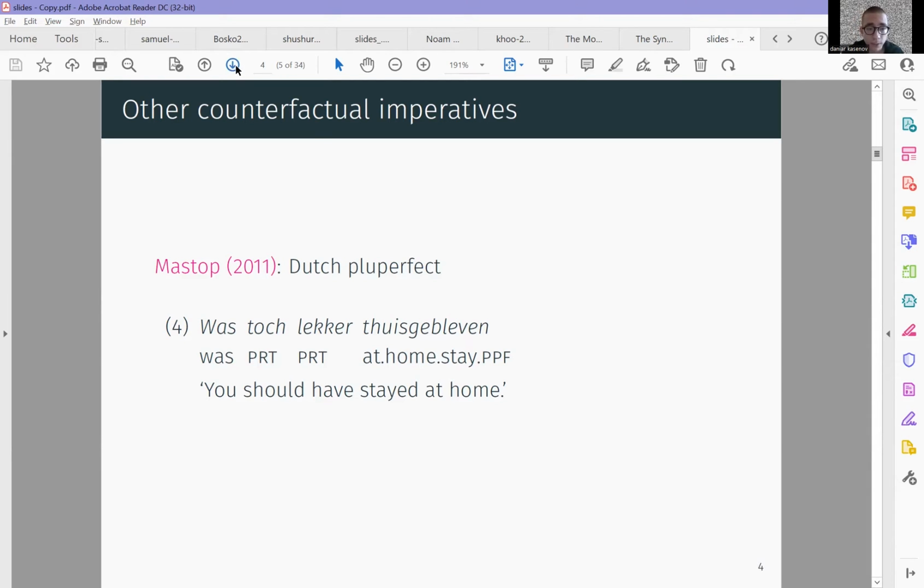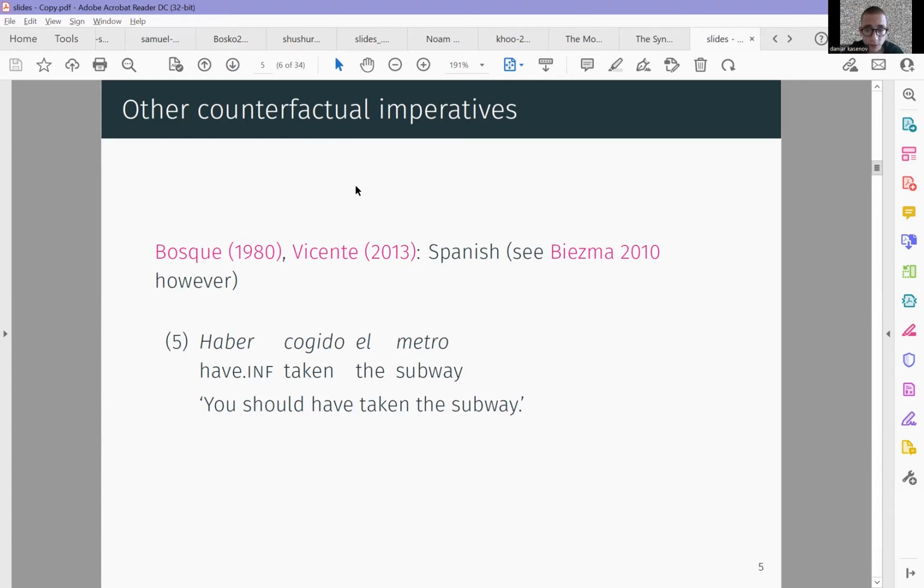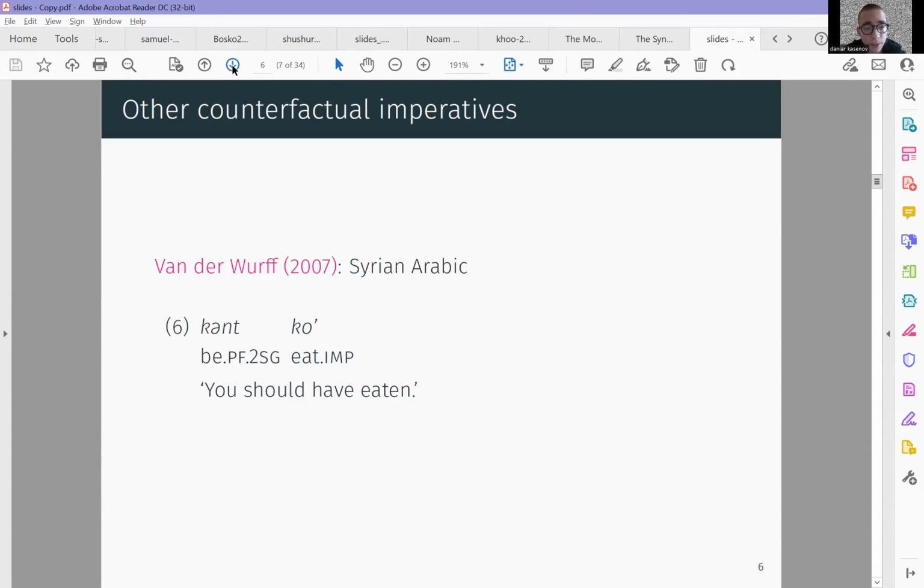And another similar example is the Spanish construction of the verb haber and a participle. I will not try to read this, but example 5 is interpreted as you should have taken the subway, and various researchers have claimed that this is a counterfactual imperative, in a sense that it is a true imperative that has also been counterfactualized, as you can say. But I should point out that, for example, a 2010 paper by Biezma argues that it is a different thing entirely.